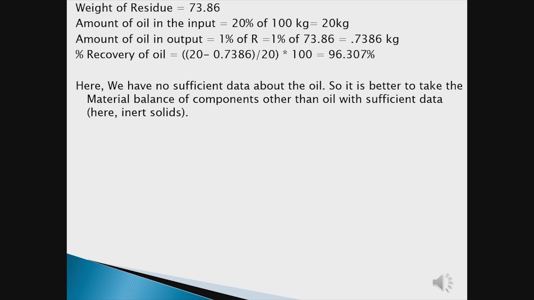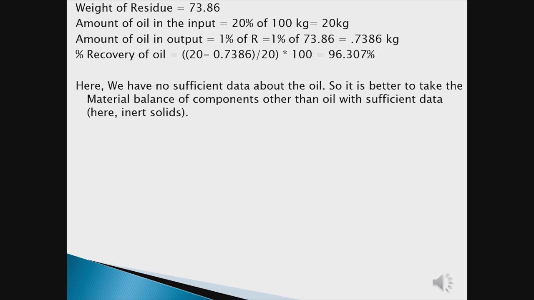Now the amount of oil in the input equals 20% of 100 kilograms, right? The amount of soya given in the feed is 100 kilograms, and it is given in the question that 20% of the feed is oil, so that is 20 kilograms of oil. The amount of oil in the output: we know the residue is 73.86 kilograms, and 1% of the residue is oil. So 1% of 73.86 gives 0.7386 kilogram, the amount of oil in the output.